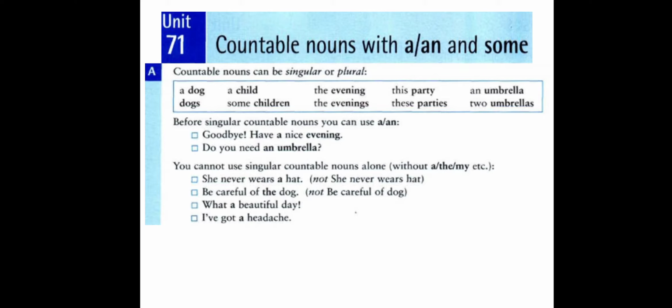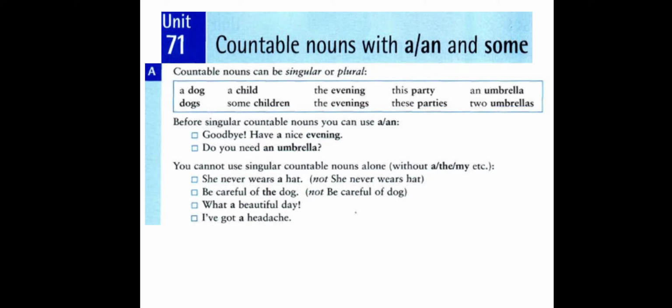We are supposed to use an article, indefinite or definite. Here we speak about the indefinite article, a. We say a dog, we don't say dog. When it is plural, we don't use the article a or an because it is for singular. Here we are speaking about plural, and dogs is a general plural. That's why we don't use an article at all.